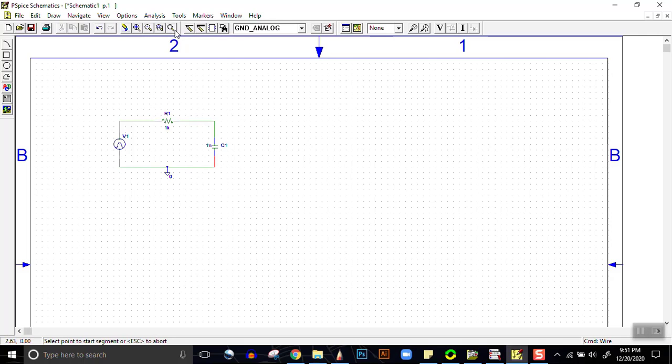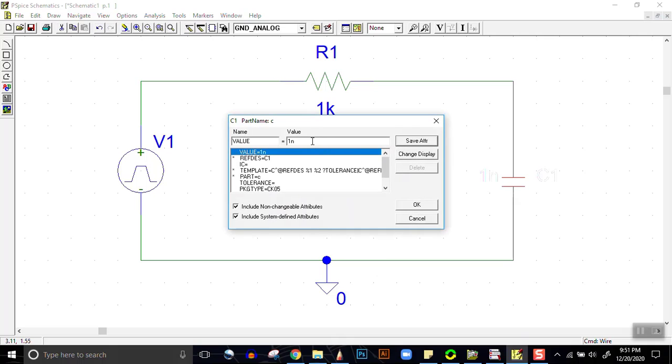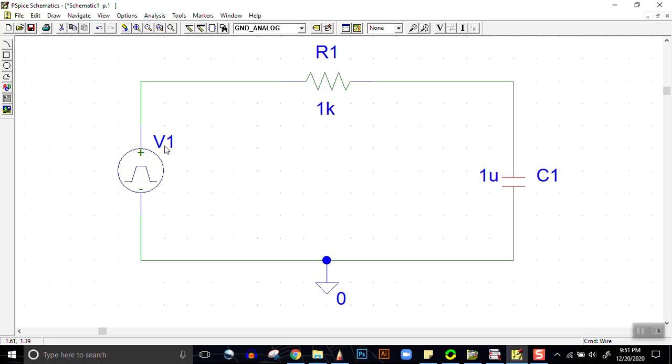Okay, now after making our basic connection, we keep the resistance value equal to 1K as it is. We change the capacitor value to 1 micro. And this IC over here, it's not necessary to put a value to it, but we will. This IC means initial condition. It will indicate if the capacitor was charged initially or not. So we would put IC equal to 0. So initially the capacitor was not charged. We press OK. Now we have to model a voltage source V1, which is a pulse source.